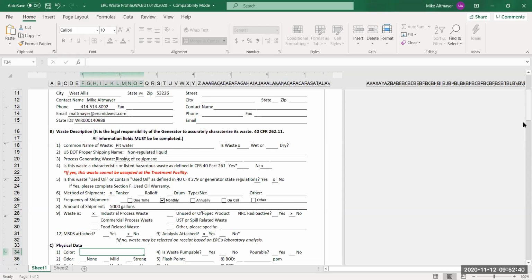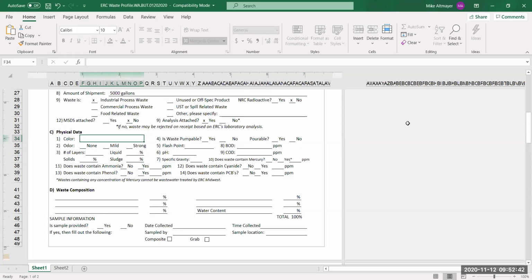Just scroll down a little bit to section C. Physical data, we'll say this is clear color. Is it pumpable? Yes. Is it pourable? No. Again, this section is geared towards both bulk and non-bulk, so that's why the pourable question is there; if it was in drums, it could be pourable. Odor, we'll say it has a mild odor.